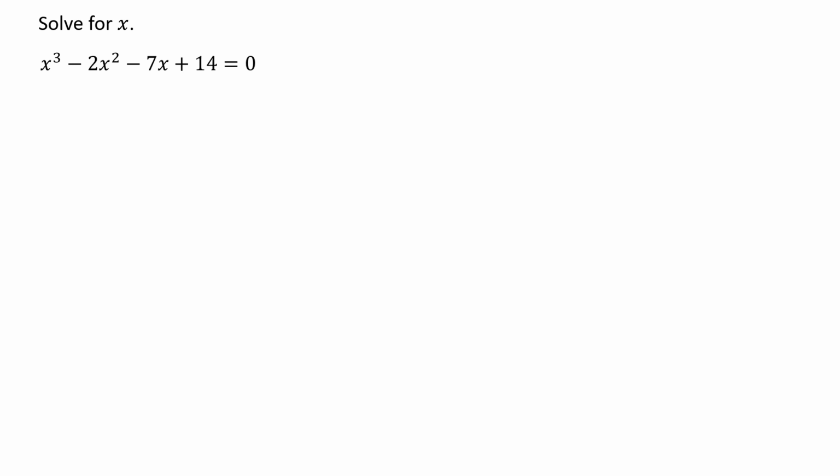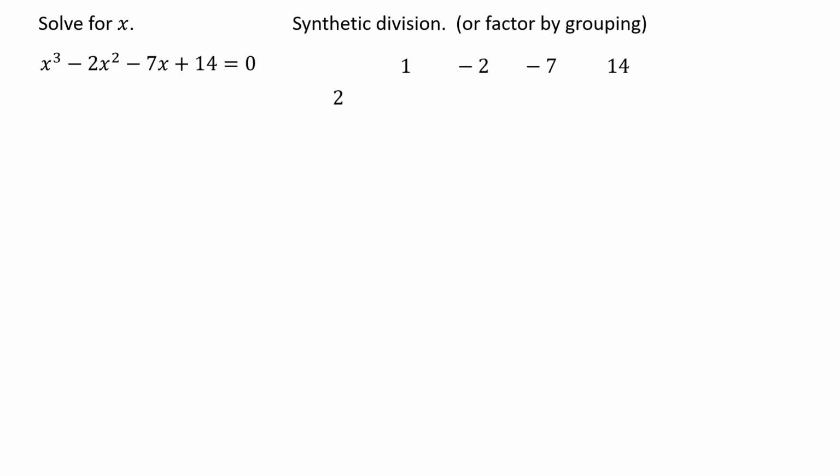Okay, new equation. And you could actually do synthetic division or factor by grouping on this one. I chose synthetic division. I decided to try 2. And of course, this is going to factor beautifully, no remainder. But look what the interesting resulting equation is. I've got 1x squared plus 0x in the middle minus 7 equals 0.